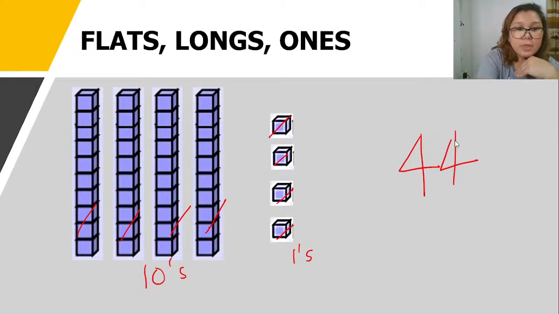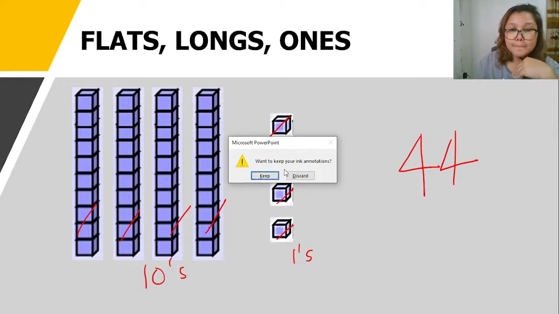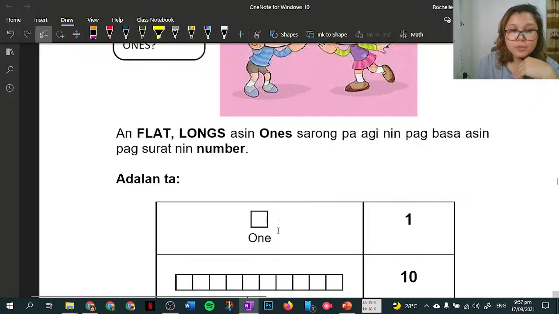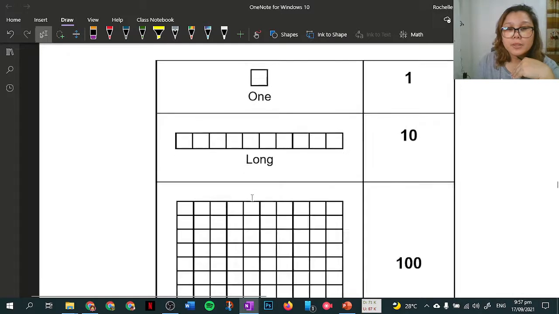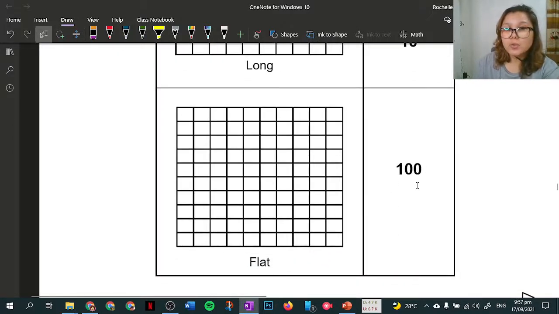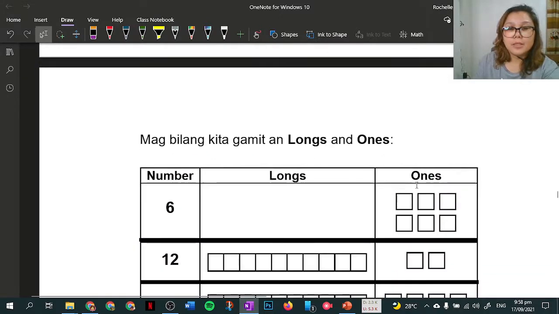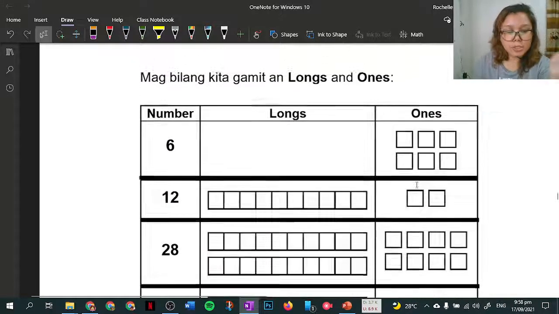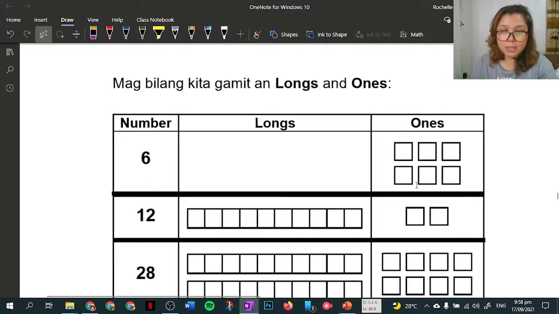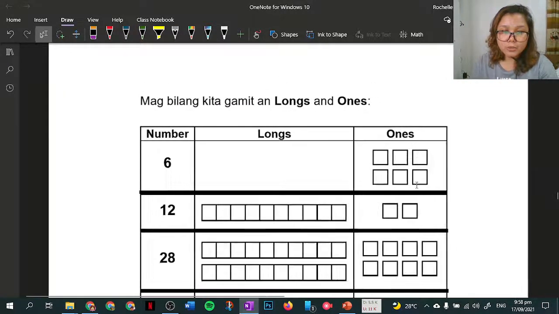So, that's it with task 3. So let's go back to the module. So this is what I have mentioned. 1 long is equivalent to 10 and the flat is equivalent to 100. Okay, so for this page, susunod na page naman.